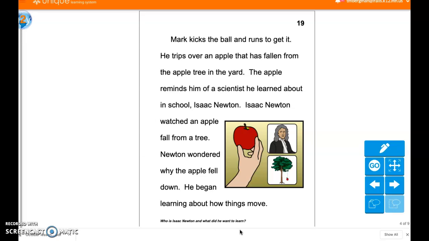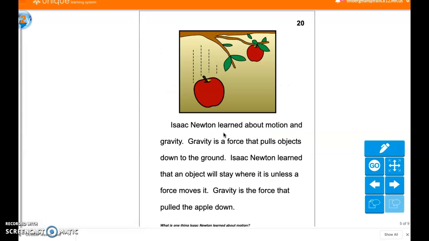So who is Isaac Newton and what did he want to learn? He is a scientist. Yep. And he was wondering why the apple fell down. What's that word that we talked about in our vocabulary that means when things go lower to the ground? It's gravity. Nice. Okay, so Isaac Newton learned about motion and gravity.